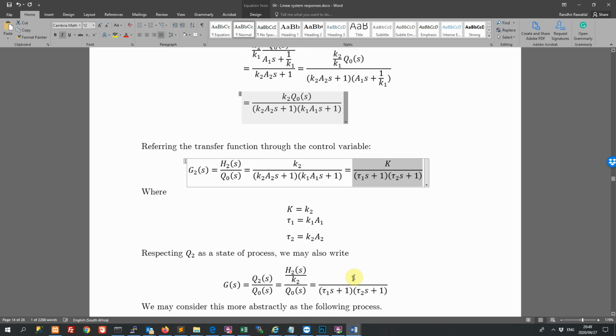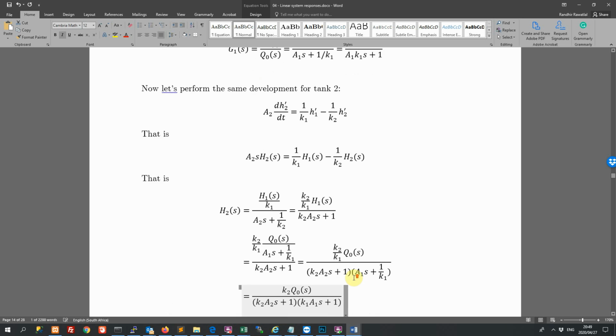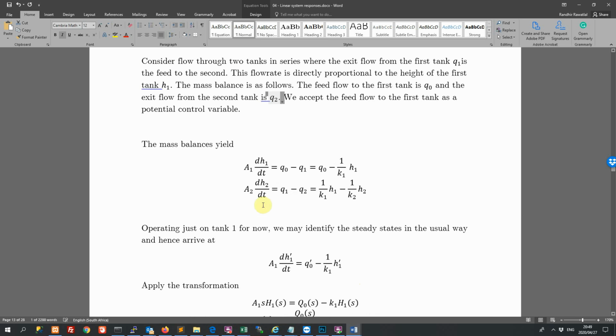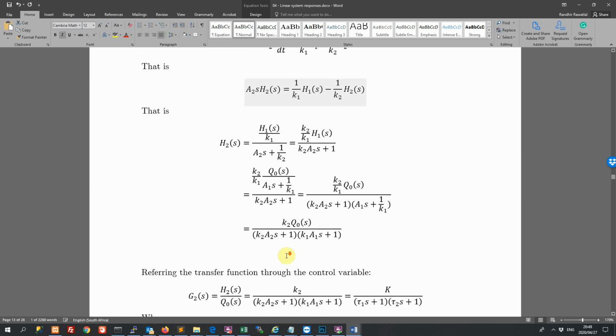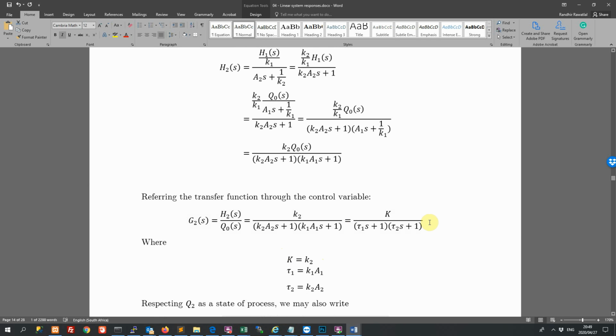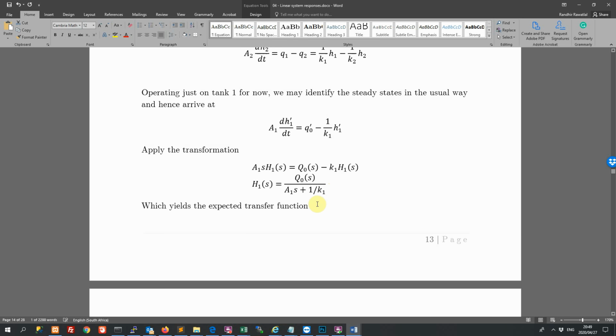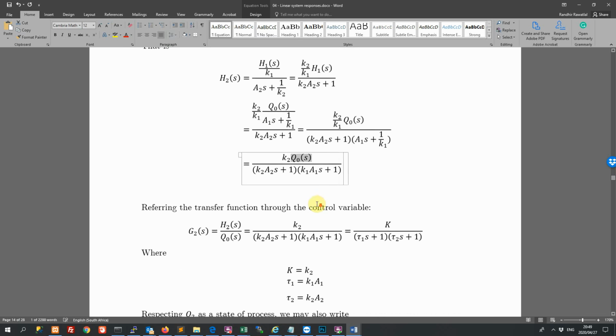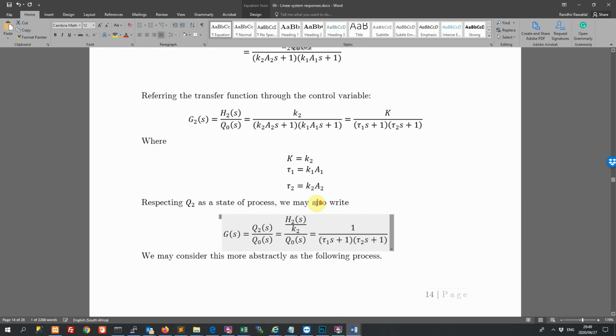So for tanks in series, it's not possible to find a first order relationship, if you are trying to work on the second tank. If you are trying to control the level in the second tank, it is inherently second order with respect to the inlet flow to the first tank. So read this in detail to understand all of that.